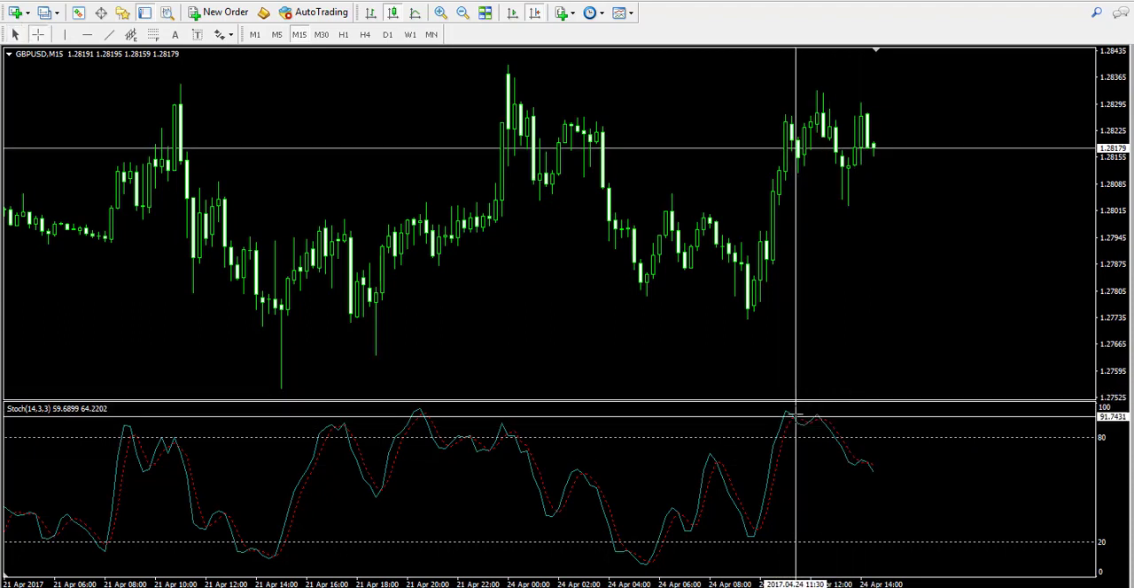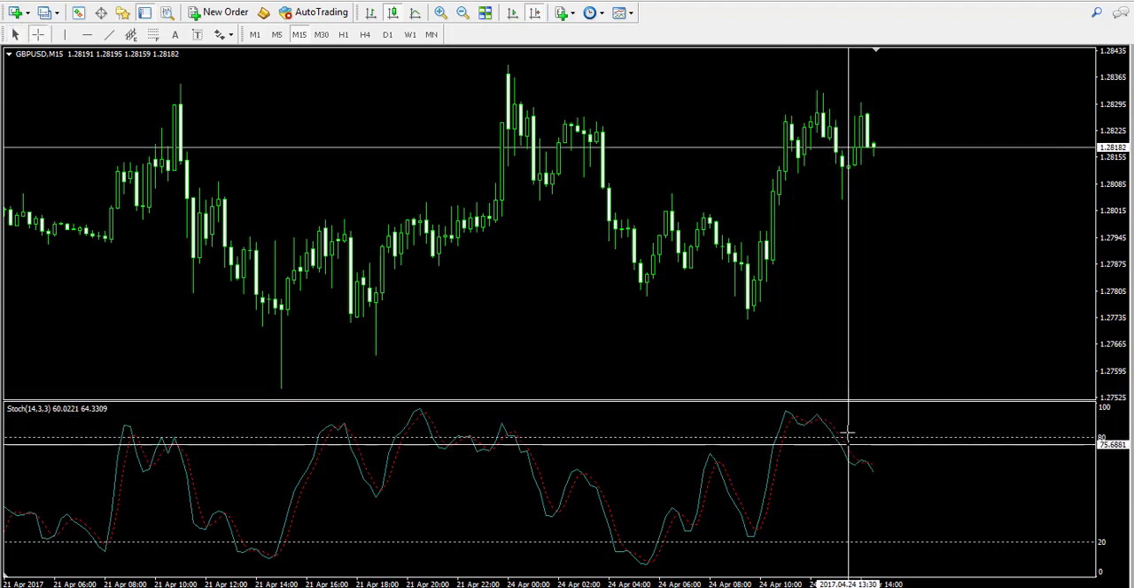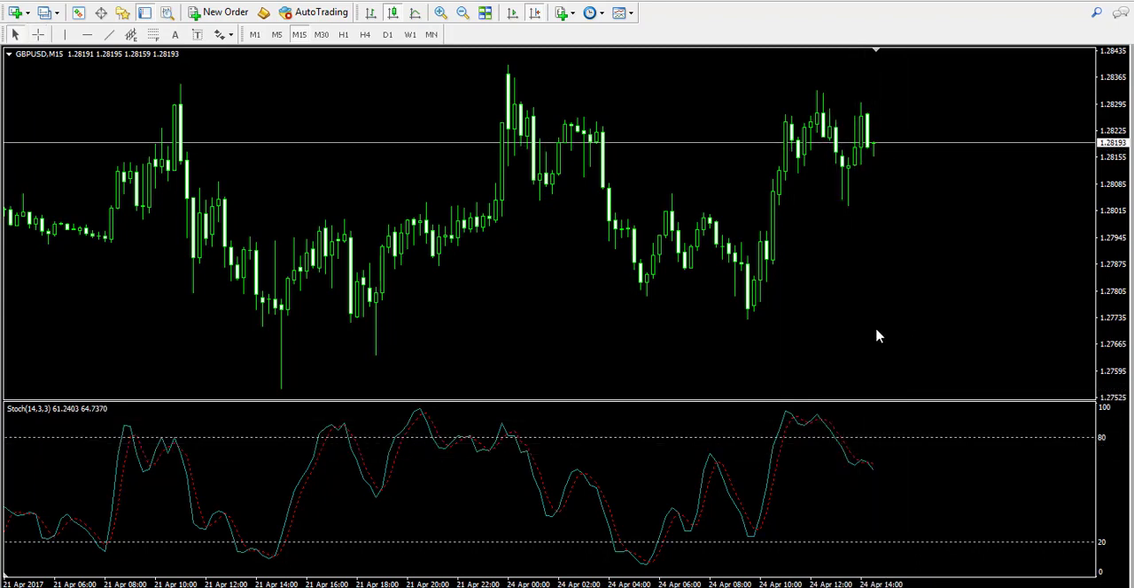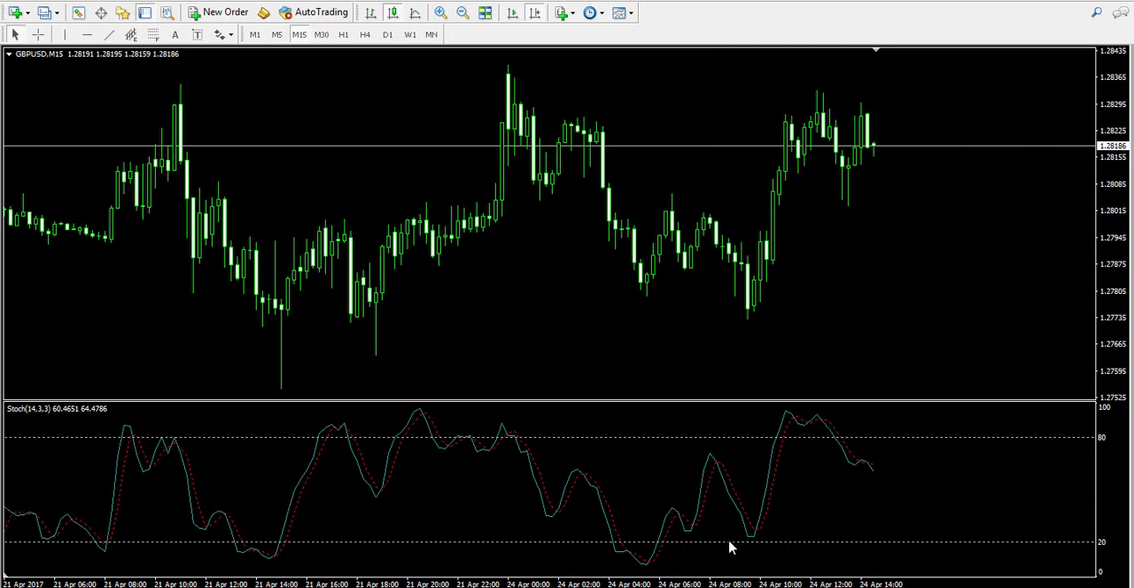As you see, currently the indicator got out of the overbought zone, which is a short signal. But as I said, the stochastic gives a lot of false signals. Therefore, I intend to do something else.